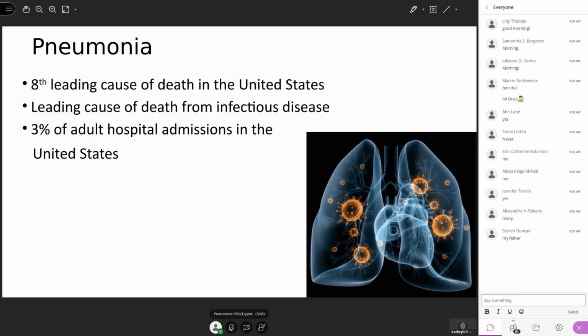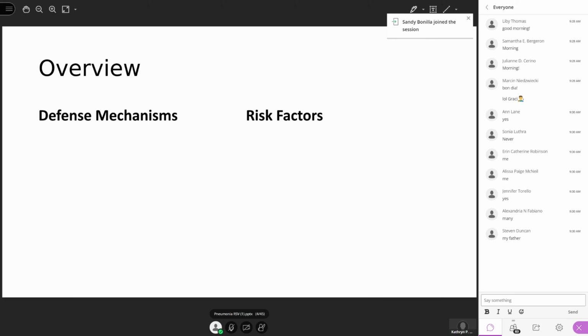So it is very prevalent, but it can be prevented by making sure that our clients, children and adults, are vaccinated for pneumonia. So let's talk a little bit, and I'm going to make you go back to anatomy and physiology. What are some of the defense mechanisms that we have in our body to help prevent pneumonia? So put them in the chat.